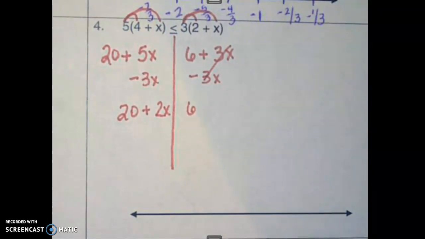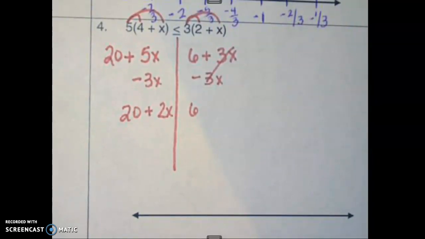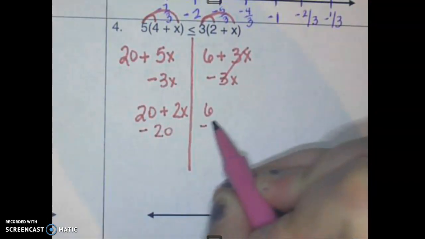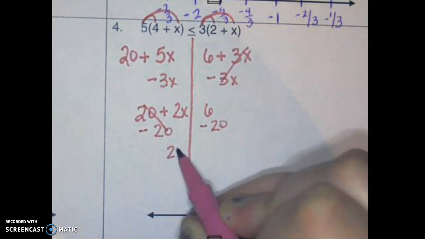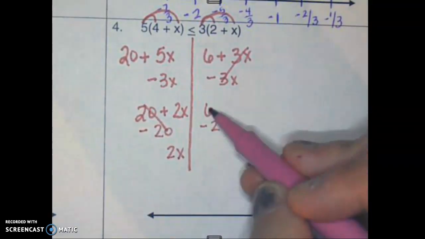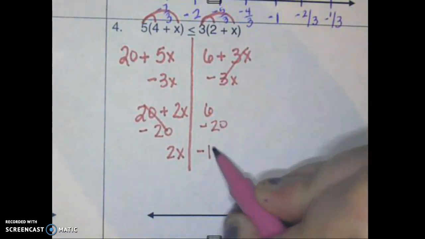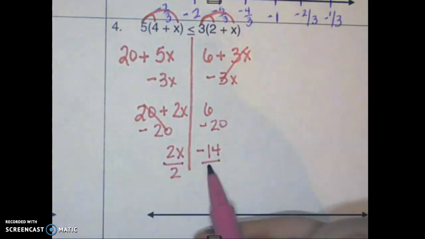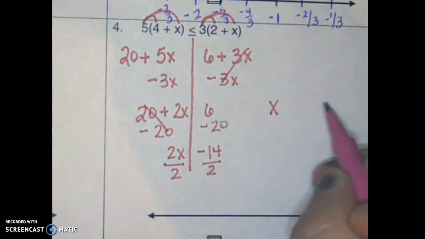Am I going too fast? No? Alright. Subtract 20 from both sides. Then we have just 2x. 6 minus 20 is what? Negative 14. There we go. Negative 14. Divide by 2, which equals negative 7.